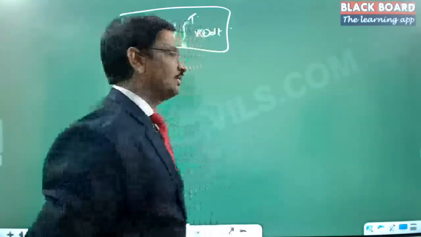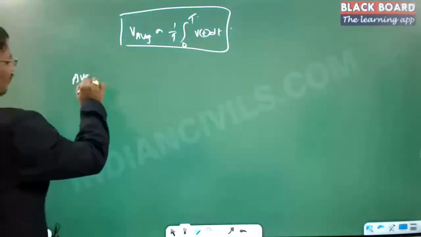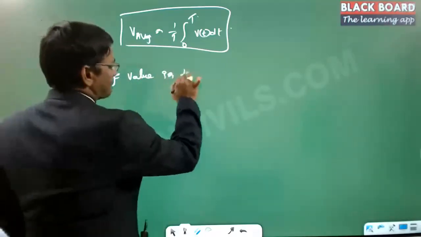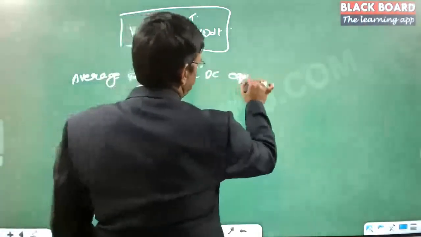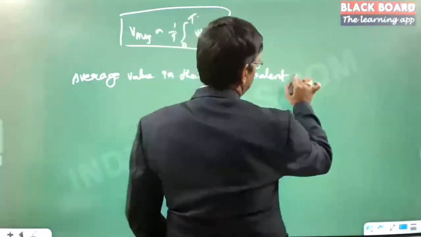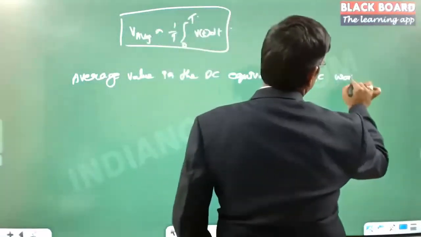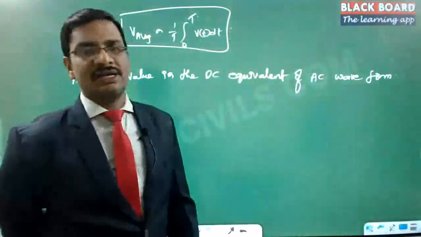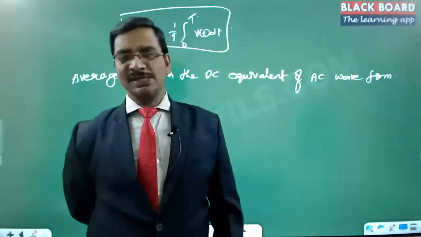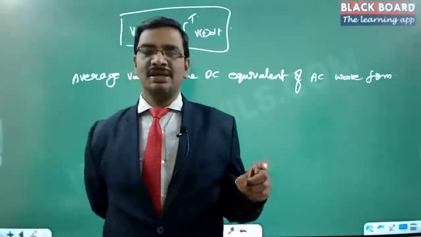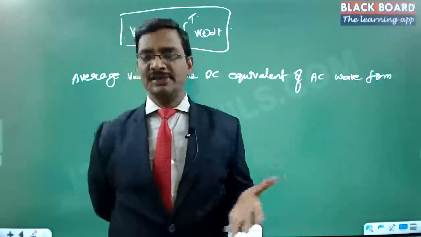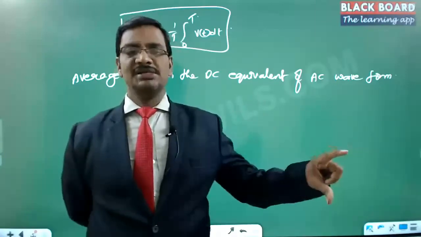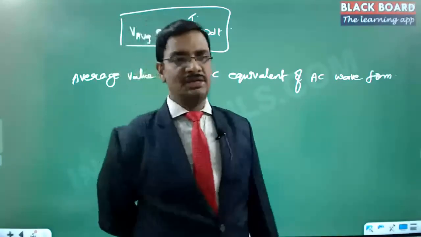So the average value is the DC equivalent of an AC waveform. If you notice, we calculate this average value only in the context of rectifiers, because when we generate from an AC source we are more interested in DC. Suppose you want 5 volts of DC, then the average value is what we calculate, and we say that this is 5 volts of DC. Got it? So that is why we need this average value.